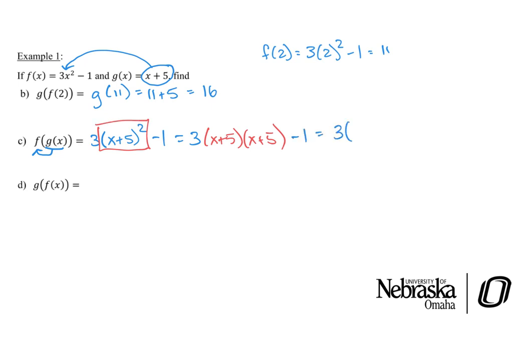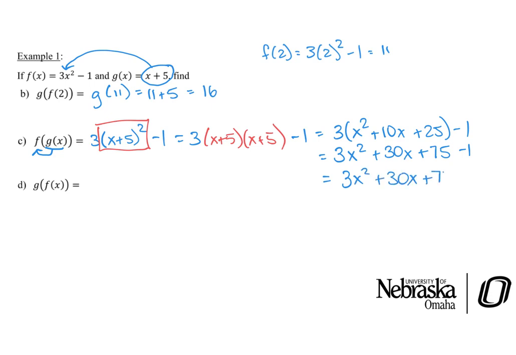So x plus 5 times x plus 5 is x squared plus 10x plus 25 if you FOIL it. Distribute our 3, we get 3x squared plus 30x plus 75, and don't forget to include your minus 1 at the end. So our final answer would be 3x squared plus 30x plus 74. So that is what f of g of x is equal to.